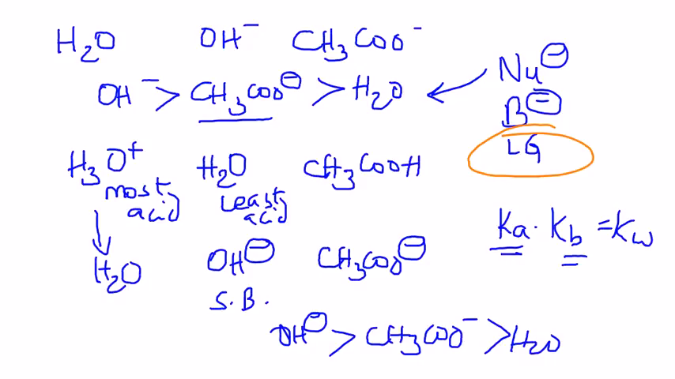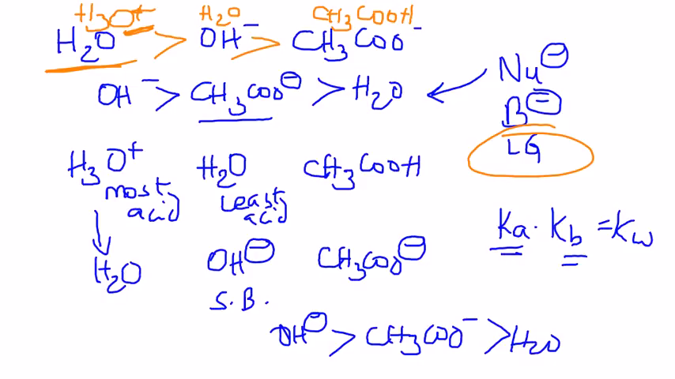And I have told you, in order to figure that out, you should just basically pay attention to what kind of conjugate acid you have. So in case of water, hydronium ion. In case of hydroxide, I have water. In case of CH3COOH, I have acetic acid. And then the rule is greater the conjugate acid, greater will be the leaving group capability of that particular component. That means water should be the best leaving group, followed by OH negative, followed by acetate.